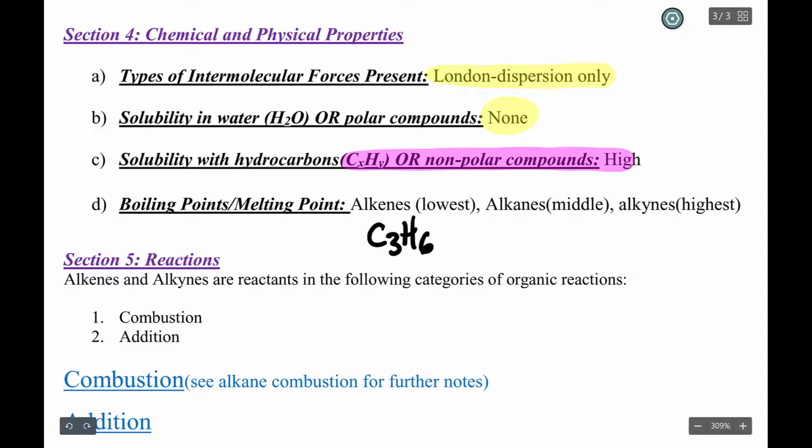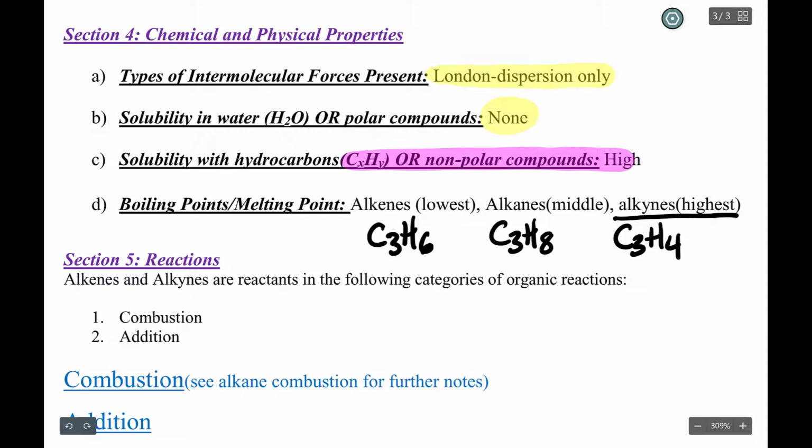So for instance, if I was to do something like C3H6, so propene, this would have the lowest boiling point compared to an alkane. Okay, so C3H8 of the same number of carbons. Because C3H8 has 2 more hydrogens, 2 more protons, it has 2 more electrons, it's got a higher amount of London dispersion force. Now, this is the one that falls outside of the pattern. Really, you would think alkynes, which would be C3H4, would be the lowest, but it isn't. It's actually the highest out of the 3.